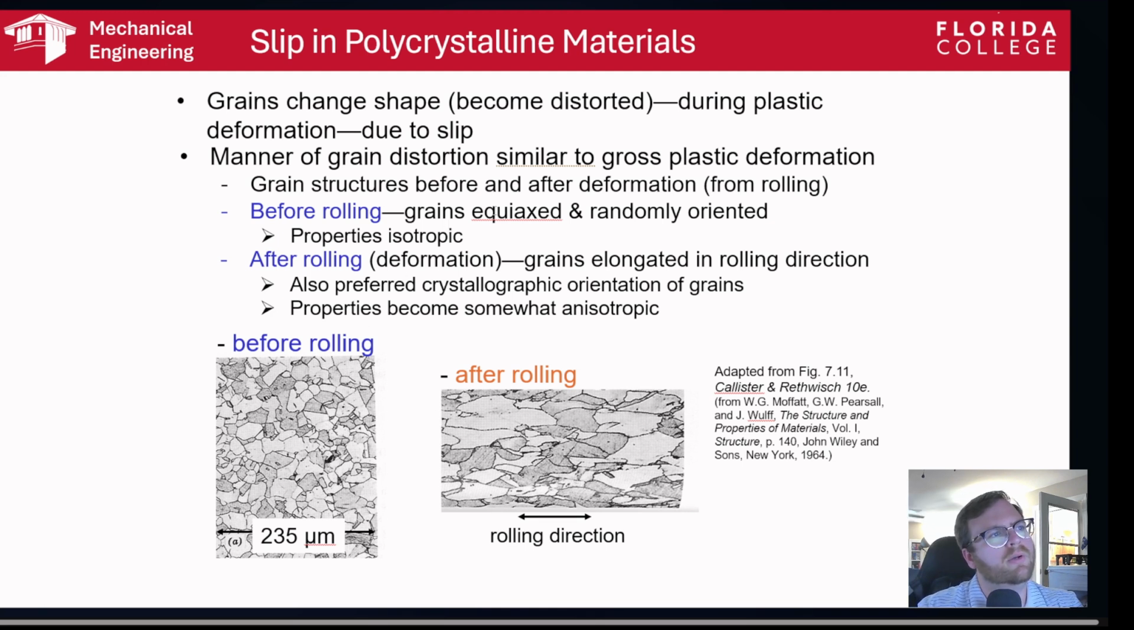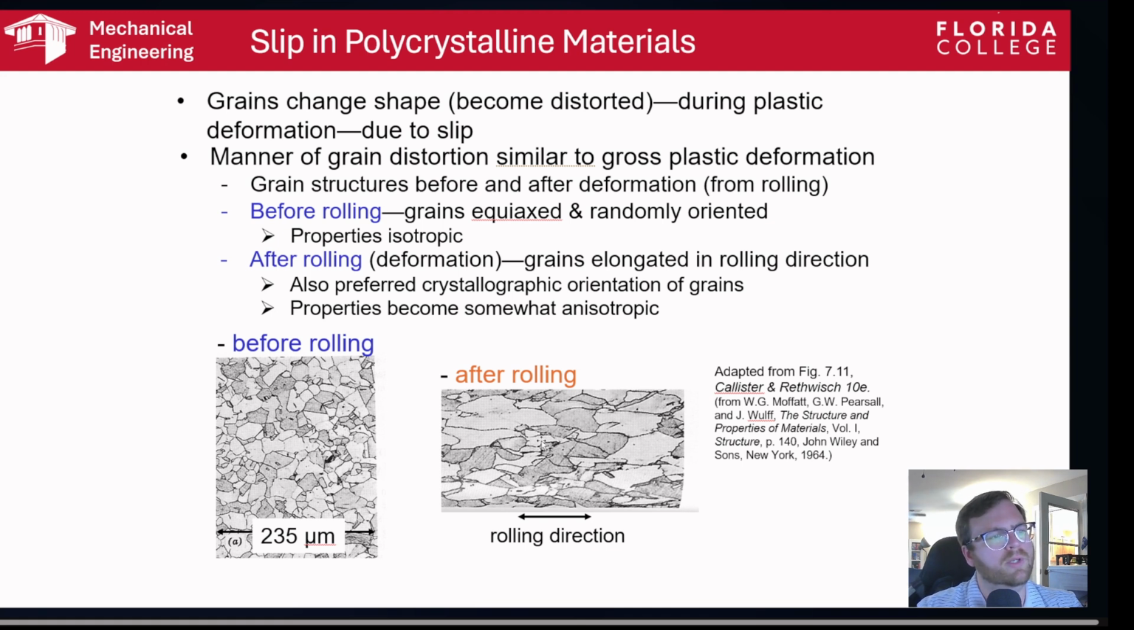So before rolling, grains are equiaxed and randomly oriented, so they have isotropic properties. But after we roll it, the grains are now elongated in the rolling direction. And this causes anisotropy, right? And it rolls along the preferred crystallographic orientation of the grains, okay?